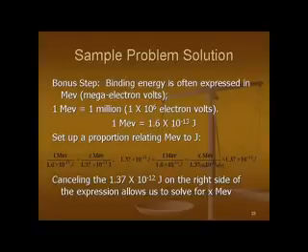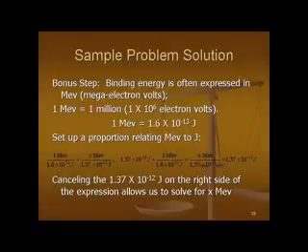So oftentimes binding energy is expressed in what's called a mega electron volt. And a mega electron volt, which is symbolized by a capital M eV, is equal to 1 million, or 1 times 10 to the 6 electron volts. So 1 mega electron volt is equal to 1.6 times 10 to the negative 13th joules. So what we want to do is convert our joules per nucleon to mega electron volts per nucleon.